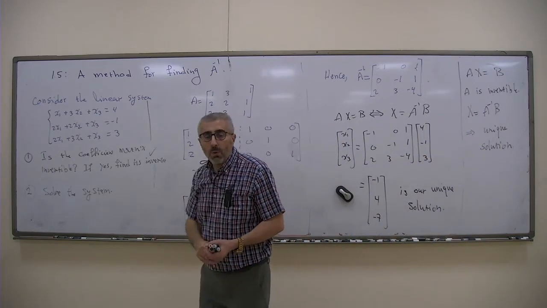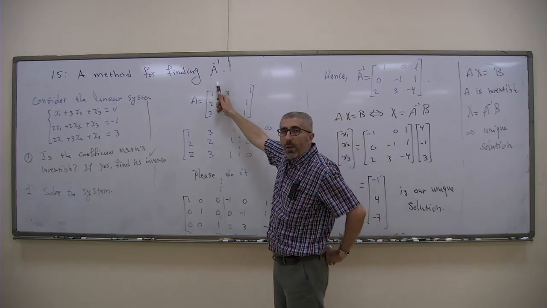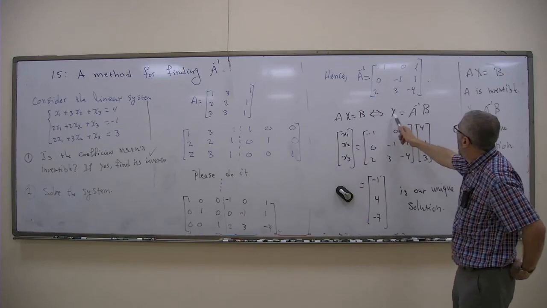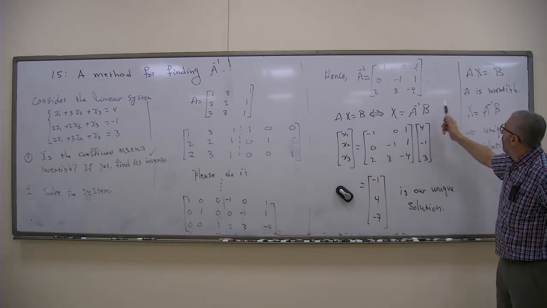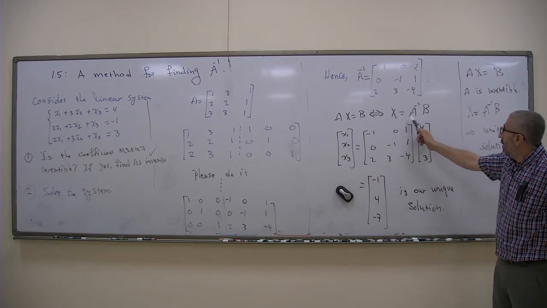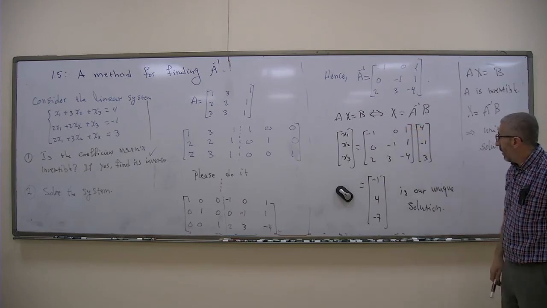All right, so that's it here about finding the inverse of an invertible matrix, and after that, you can use it to figure out what happens to the solution of your system. Okay, so this is the relationship between the inverse of A and the solution of your system.